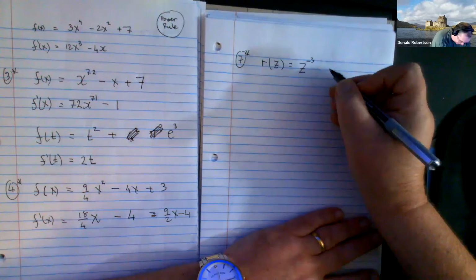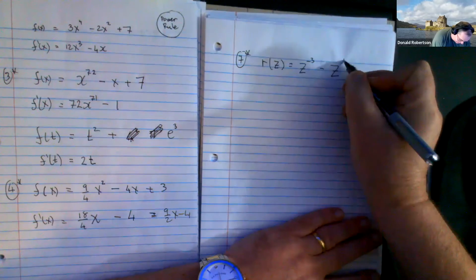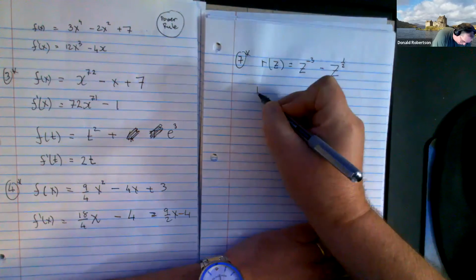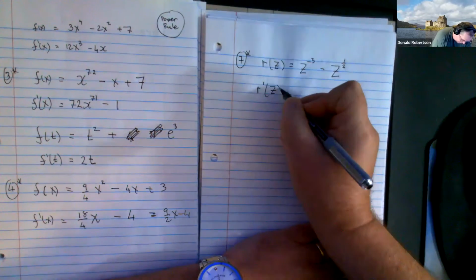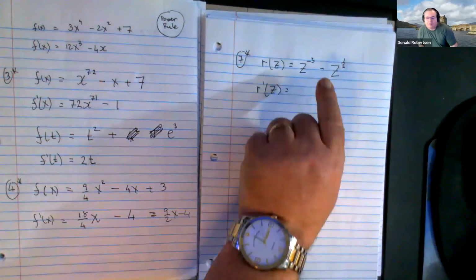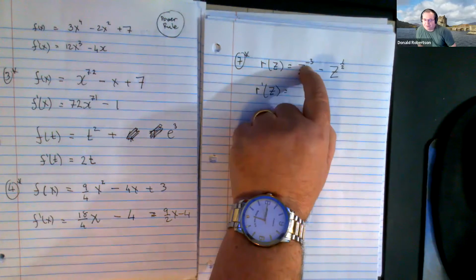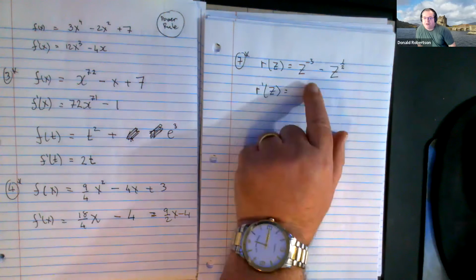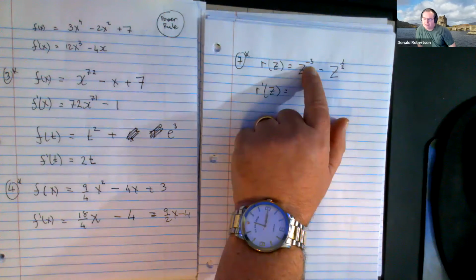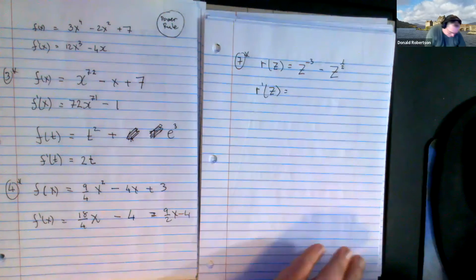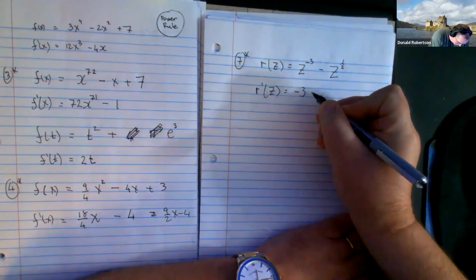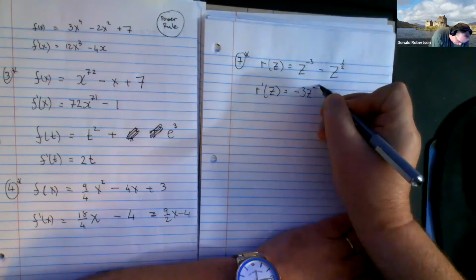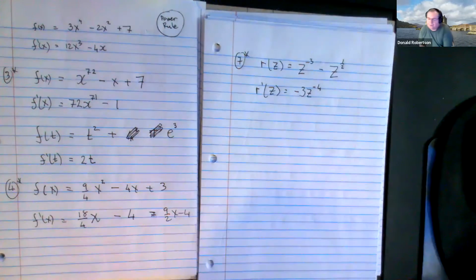z to the -3, take away z to the half. And we're going to differentiate this using the power rule. Now, have you noticed that this is a -3 power and this is a half power? We did some of them last week. The power rule doesn't care, does it? Multiply by the power and reduce it by 1. So this one is multiply by the power and reduce it by 1. Are you happy about the -4?